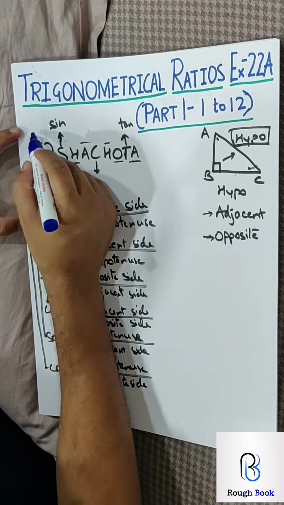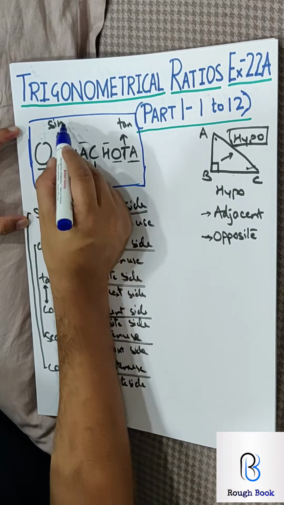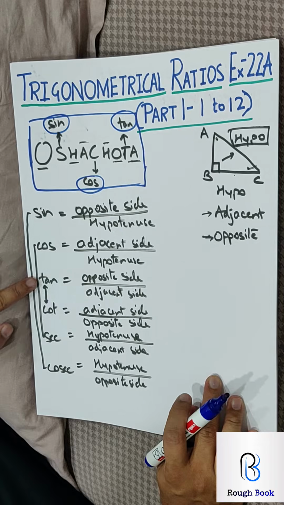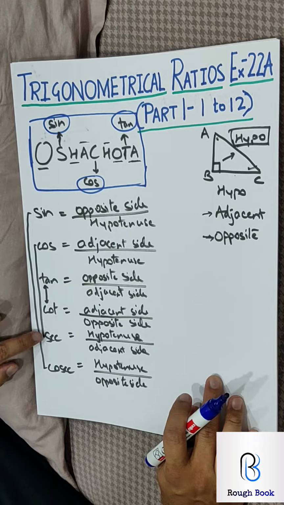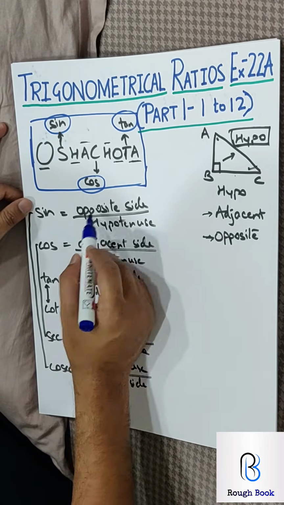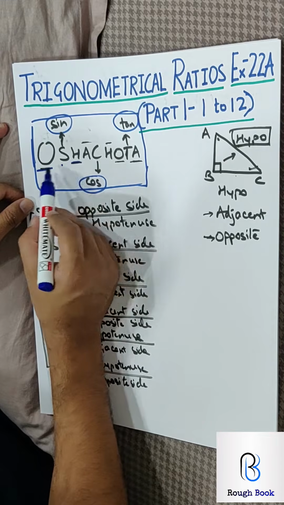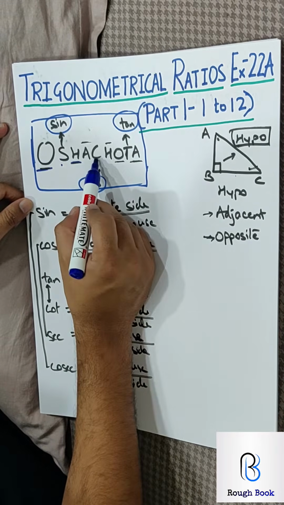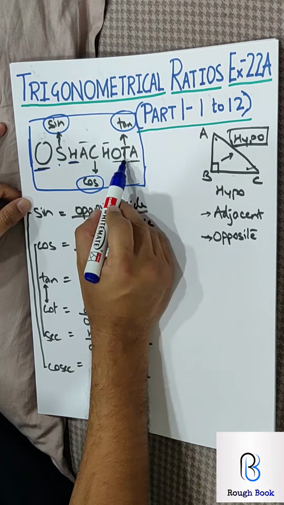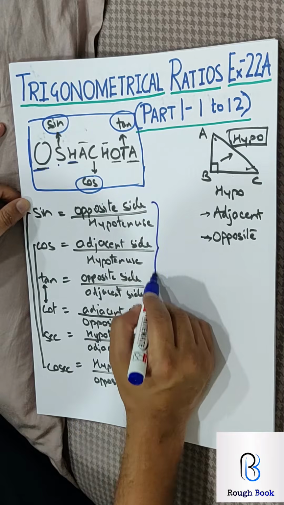The most important keyword is "osha chota". Sine, cos, tan. Sine, cos, tan. Then cot, sec, cosec. Are we clear with these 6? How to remember them? That is osha chota. So S, O and H: opposite hypotenuse. Then C, that is cos, A and H: adjacent hypotenuse. Then T for tan: opposite adjacent. Are we okay with these 3?